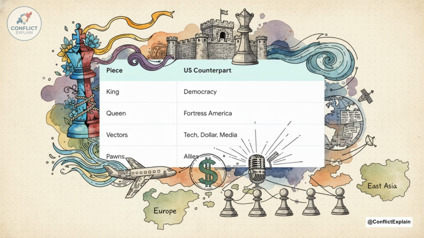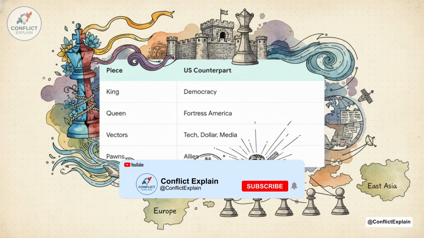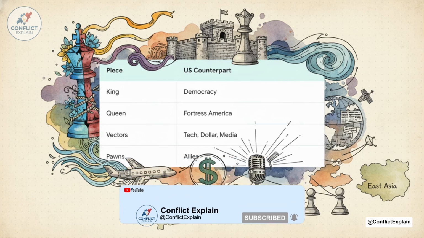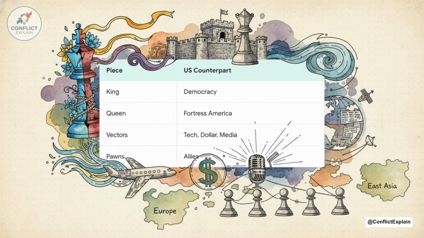Now, the Queen, the grand strategy, is a combination of securing a fortress America at home while maintaining global dominance by managing chaos abroad. The vectors used to enforce this are unparalleled: absolute aerial supremacy, the sheer financial gravity of the US dollar, and a powerful global media reach that dictates the narrative. And the pawns? The source suggests these are American allies across Europe and East Asia, positioned essentially to absorb frontline pressures and keep adversaries bogged down far, far away from American shores.